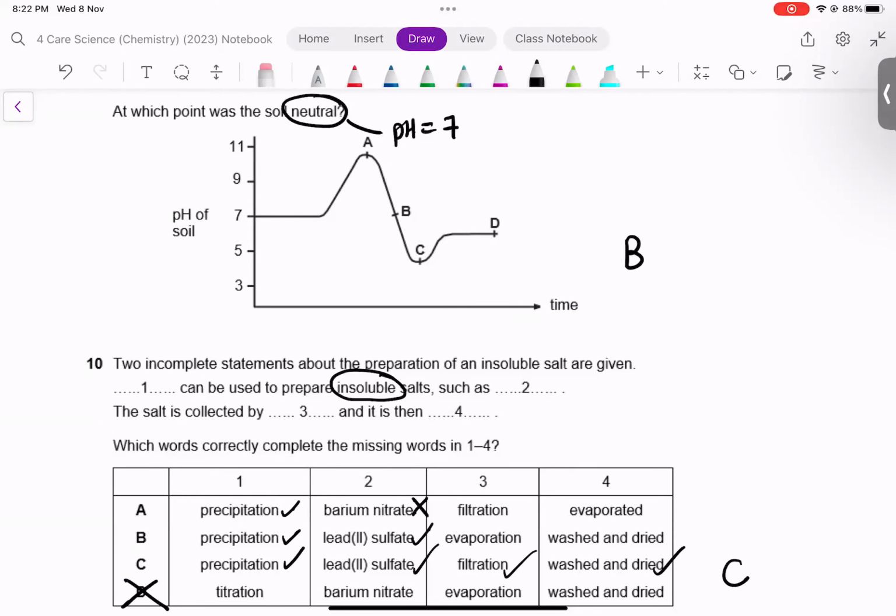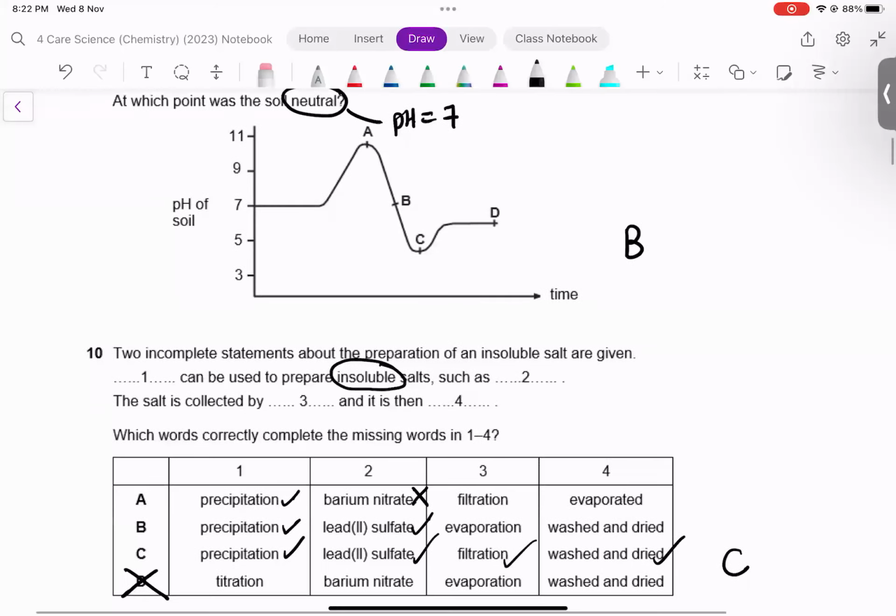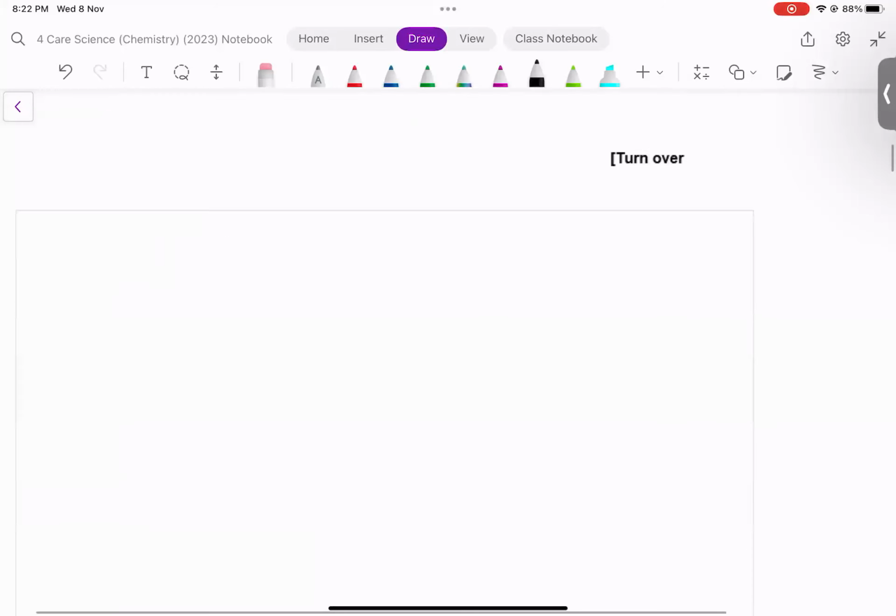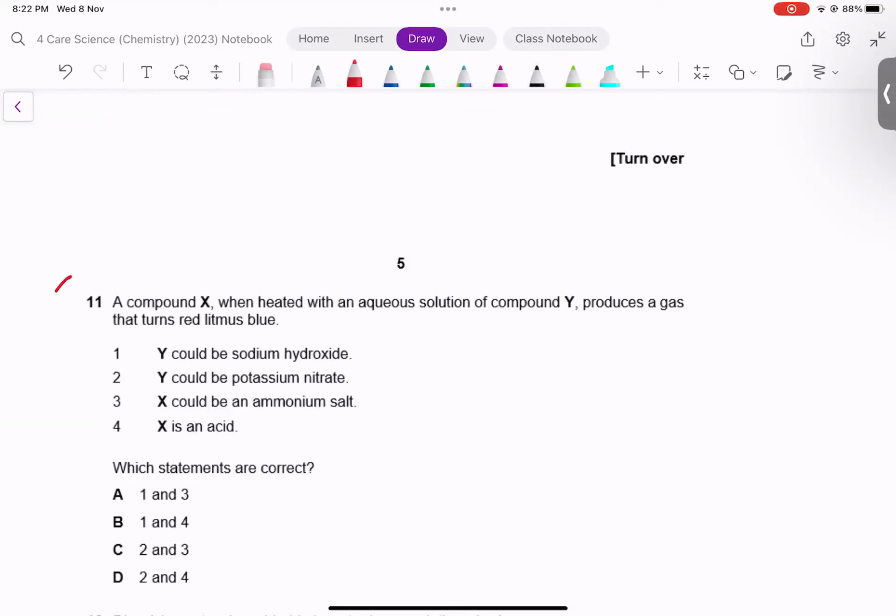It's on salt prep. Okay, so you must be very familiar with the different methods of salt preparation. Okay, so I think we move on to question 11. Now, question 11 is quite challenging. It requires you to analyze based on the information what Y and X could be.